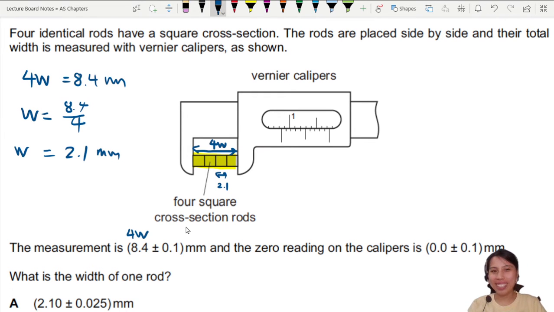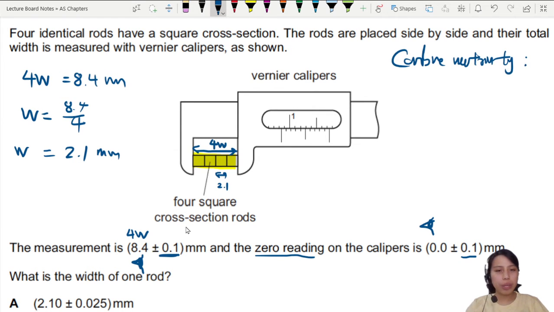How about the uncertainty? This is where you have some problem here. You see, when you check the 0 reading on the calipers, your eye looks at the scale 1 time. That's why you already have an uncertainty. Then when you read at 8.4, your eye looks at the scale again. 2 times you look. So uncertainty again. So you want to combine the uncertainty. How do we combine? Got equation meh?